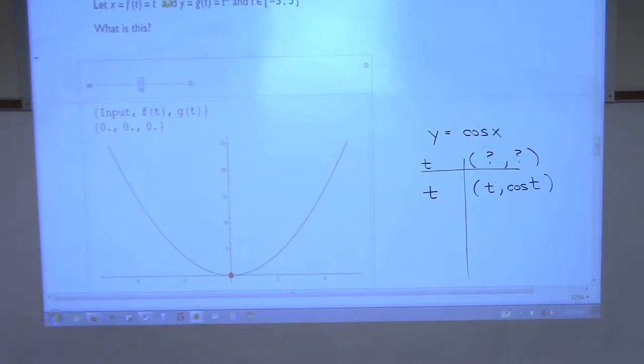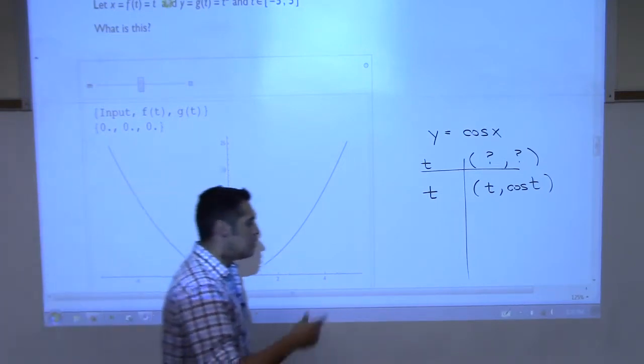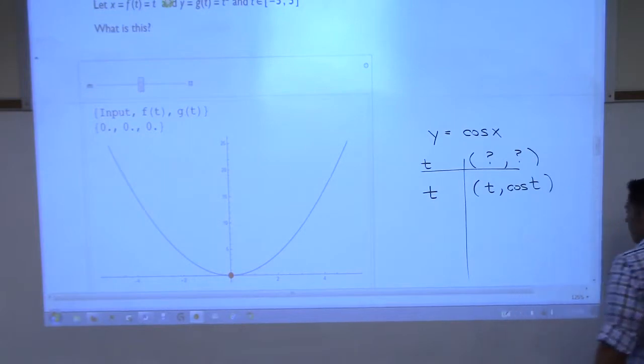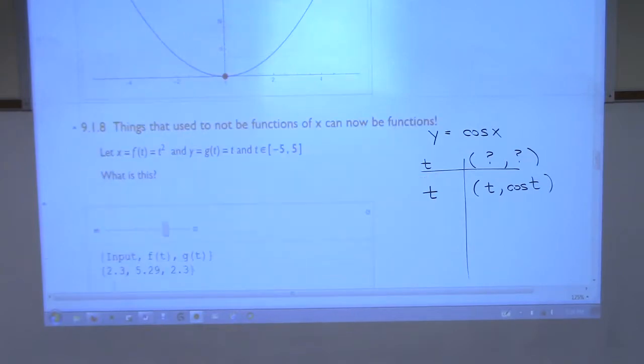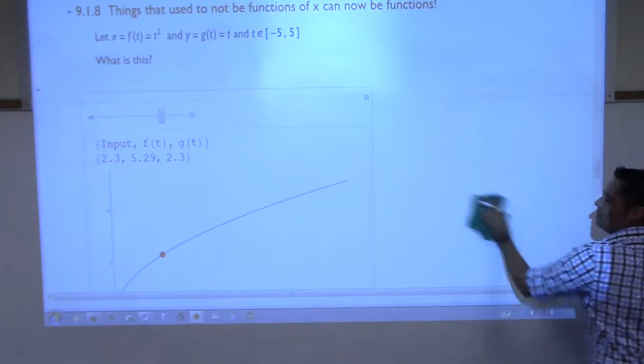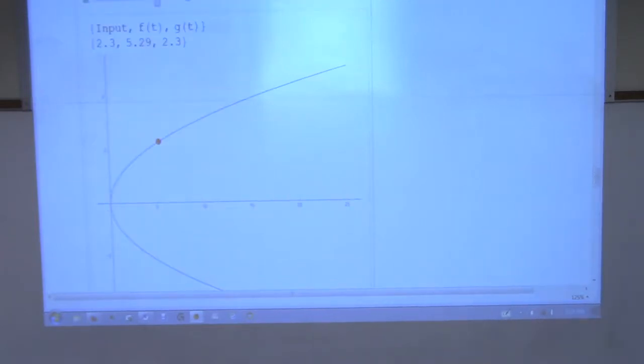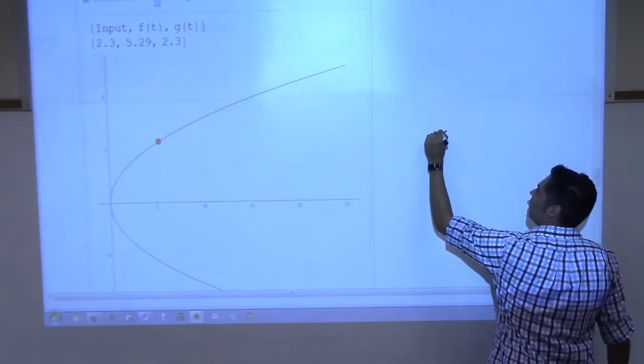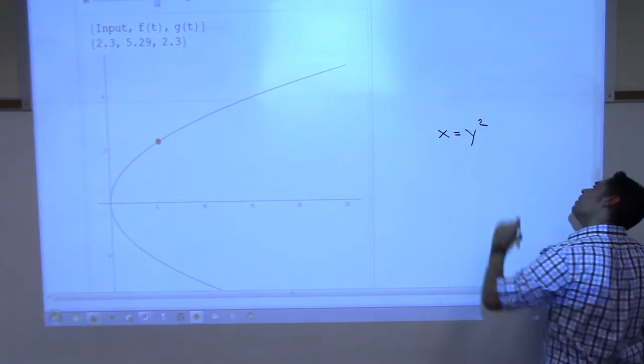Okay? So not only can we handle a circle, we can even handle things we've done already, right? So this works for things we've done already. And it works for things that used to not work, like sideways parabolas. What's the equation of a sideways parabola like that? Anyone know what that is? x equals y squared, right?